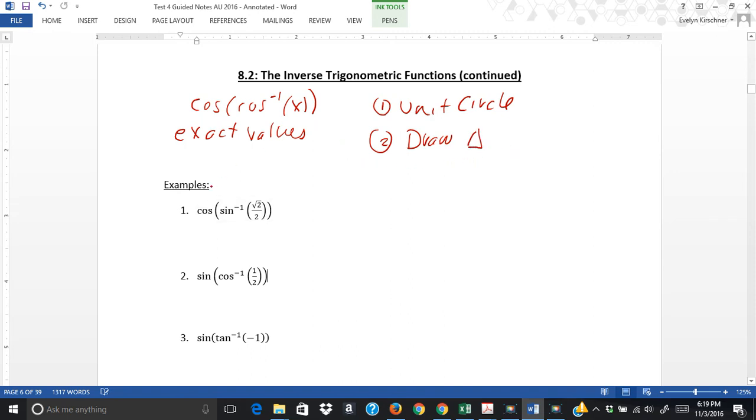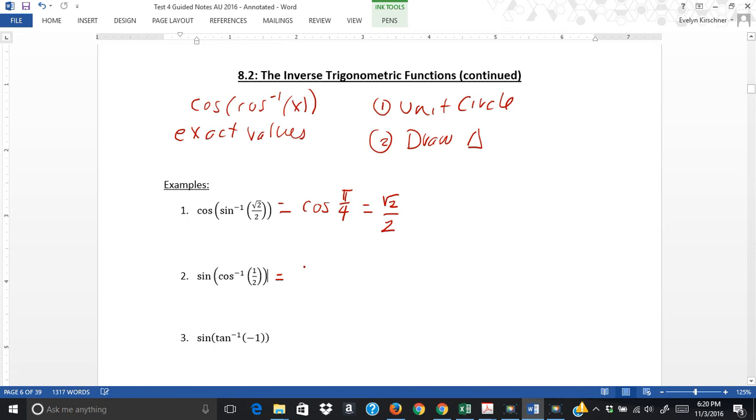So let's look here. The first example: cosine of sine inverse of radical 2 over 2. Well, that's the same as the cosine of pi over 4, because the angle whose sine is radical 2 over 2 is pi over 4. And so that equals radical 2 over 2.